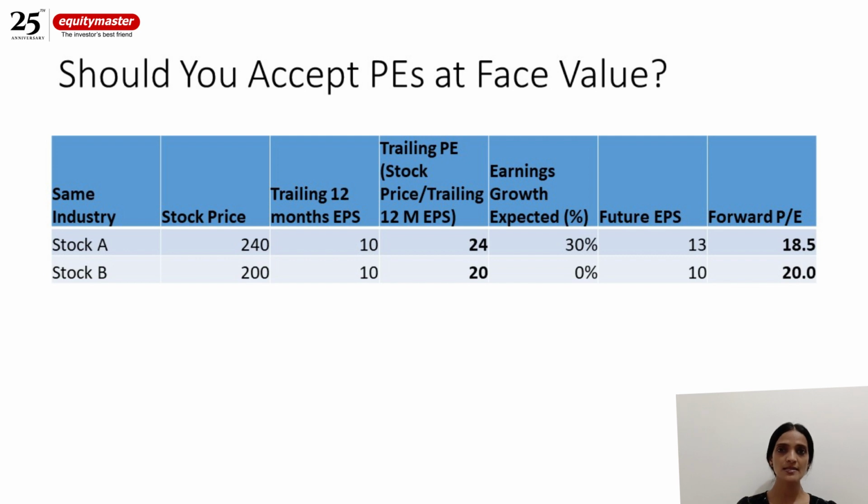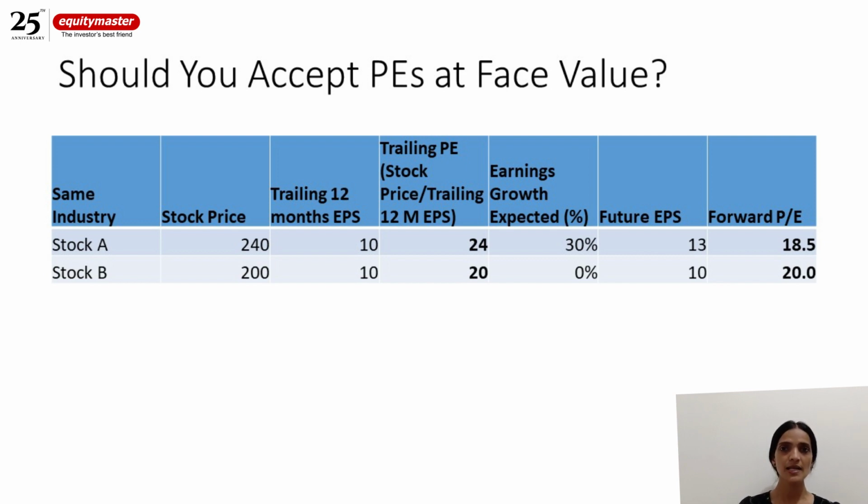Does it mean that the stock A is more expensive and hence will offer less return? Well, what if I tell you that company A has actually added a few products and services that are likely to give a significant boost to its earnings, let's say a growth of 30%. On the other hand, the company B has a mature business and growth is unlikely. Here is how their forward PE multiples will look. The forward PE multiple for stock A turns out to be 18.5 times versus 20 times for stock B.